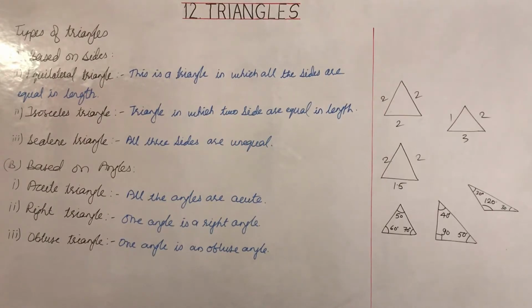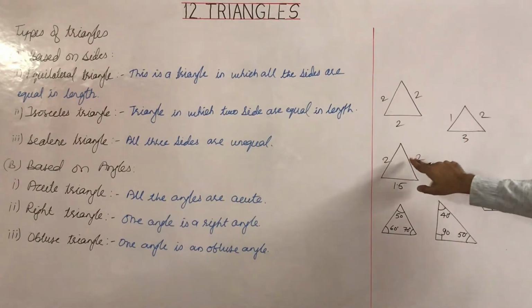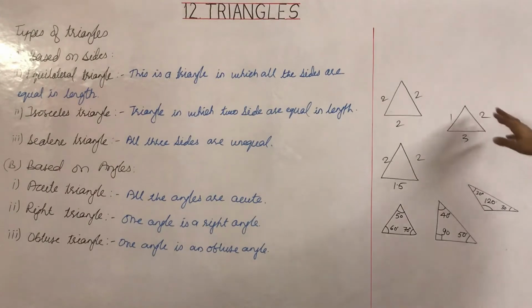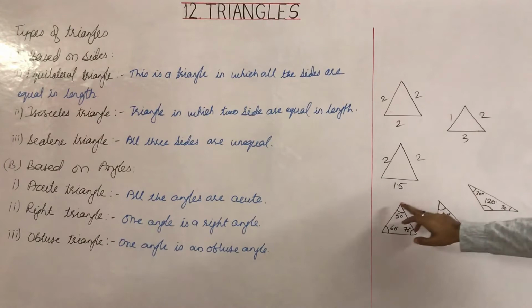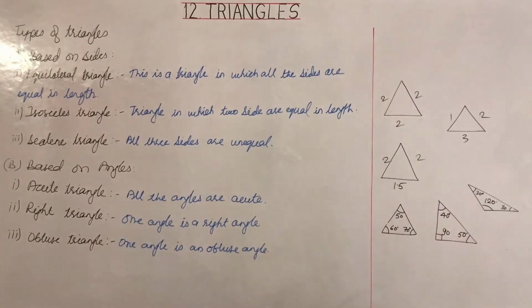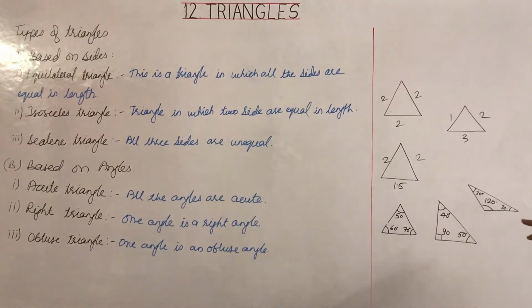So these are two types of classification. First based on side, second based on angles. Again I am repeating it, based on side, if all three sides are equal, it's an equilateral triangle. If two sides are equal, isosceles, and if all three sides are unequal, scalene. Now based on angle, if all three angles are acute, it is an acute triangle. If at least one angle is 90, then right angle triangle. Next, obtuse triangle, any one angle is obtuse or greater than 90.